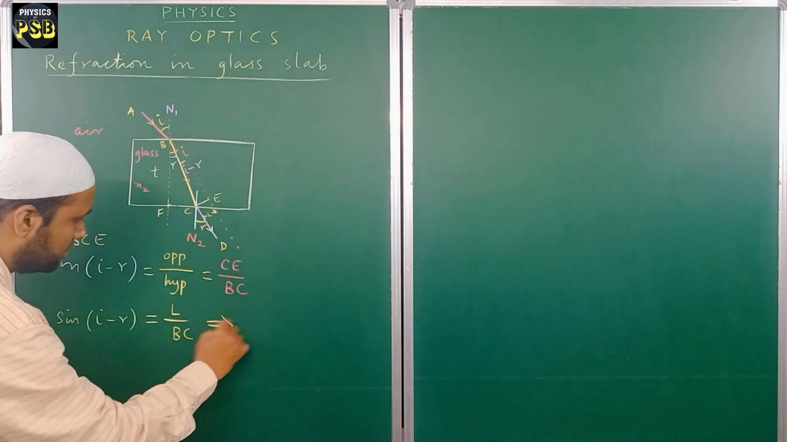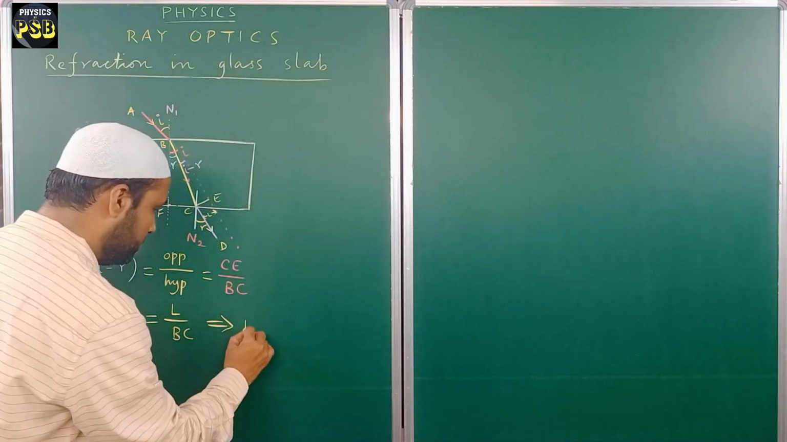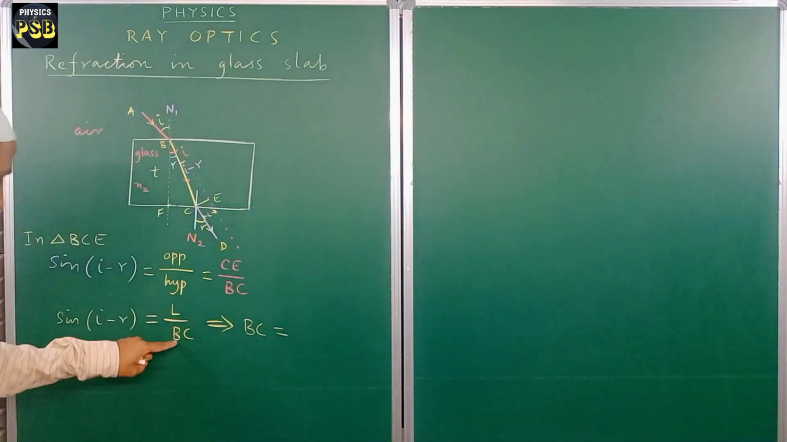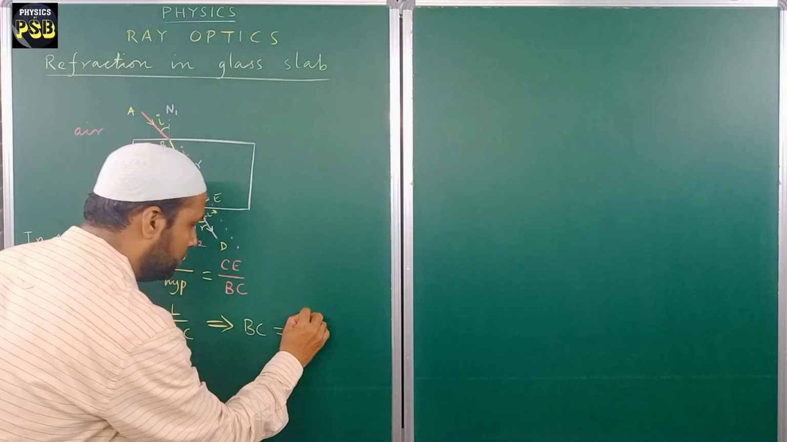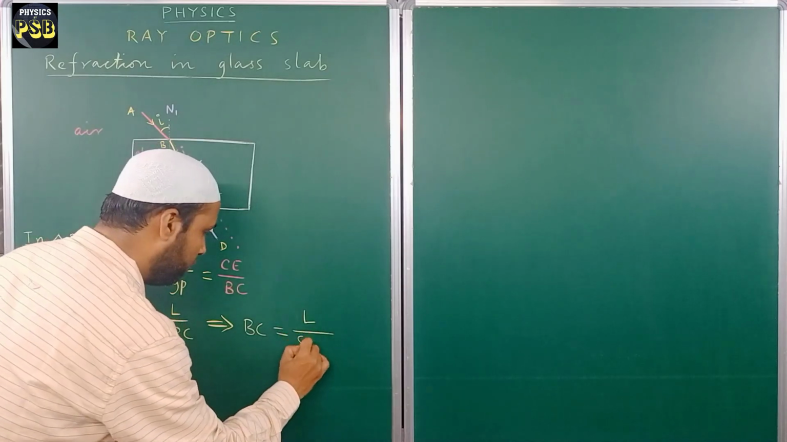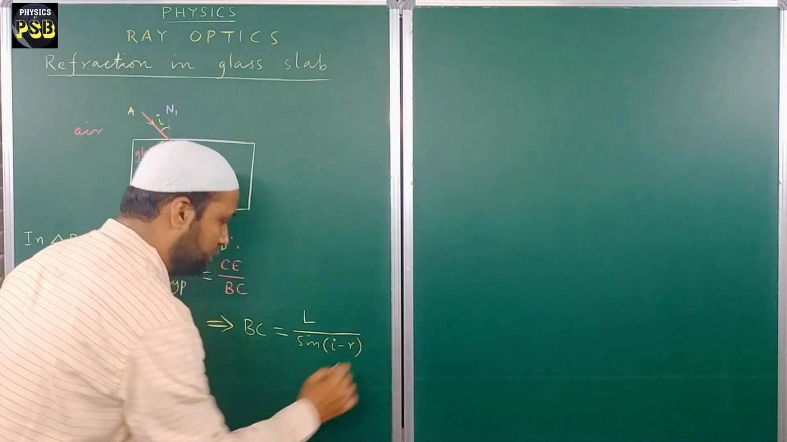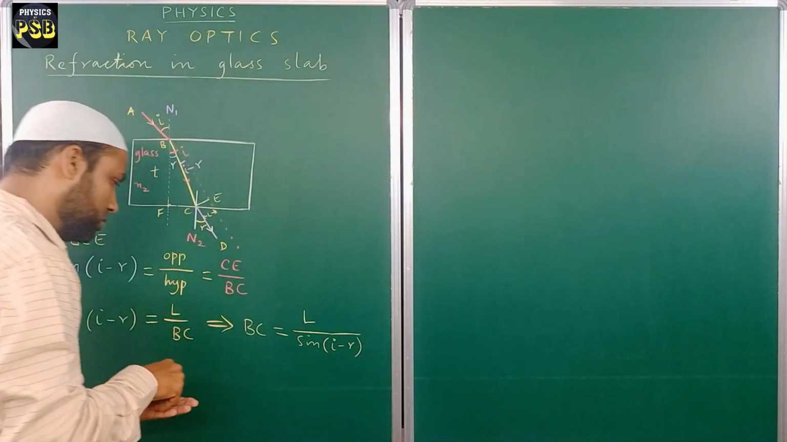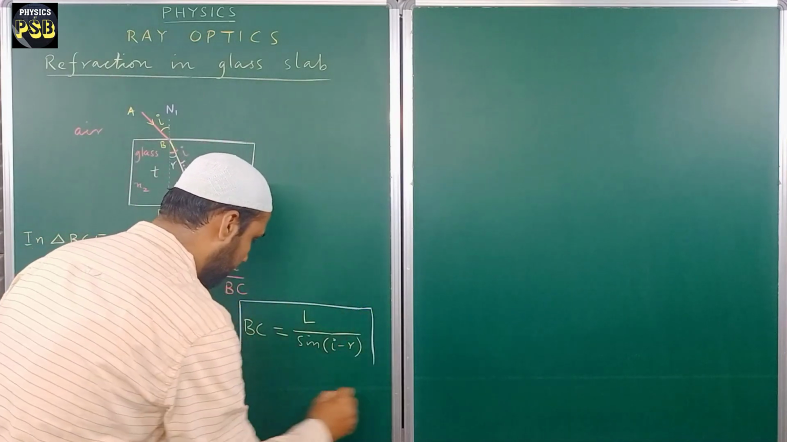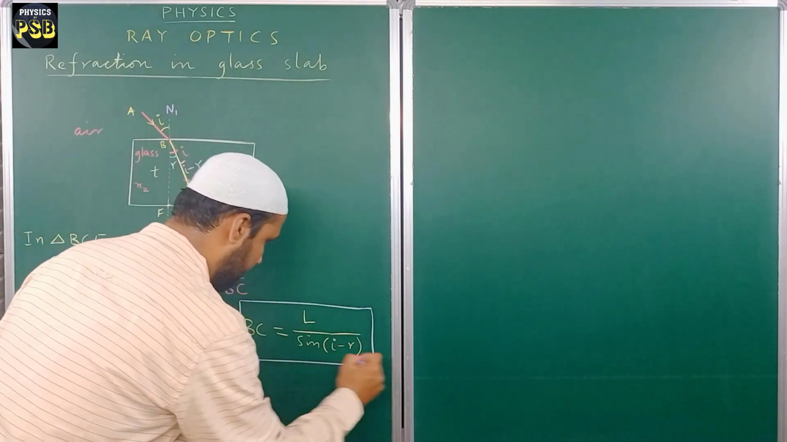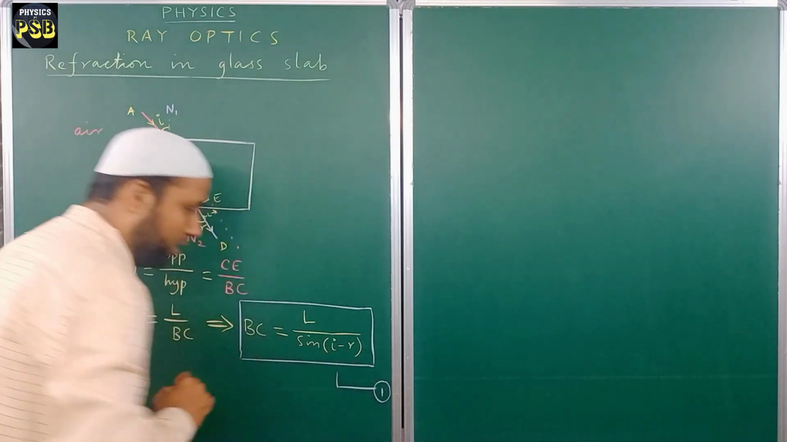Now from this I am going to get the value of BC. What I will get? BC is taken this side and this term will come to the denominator. BC is equal to L upon sine of I minus R. This is what I get. I box this one for better visibility. I name this one as equation number 1. Okay.